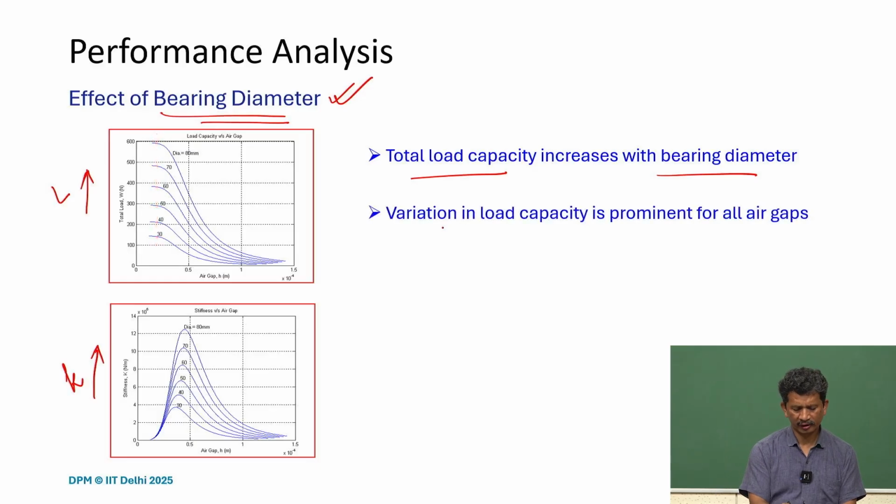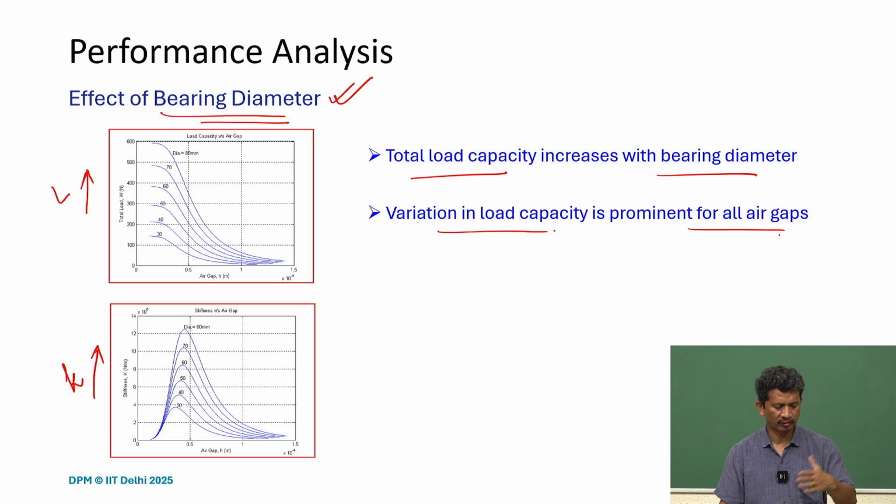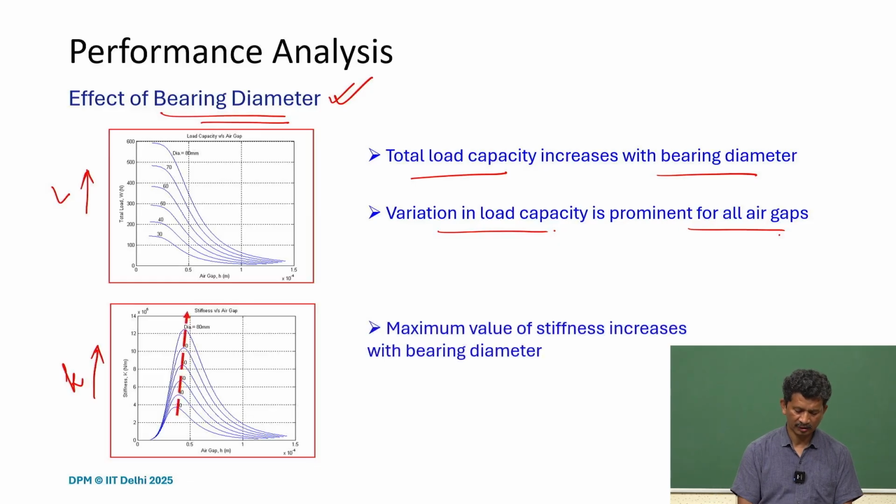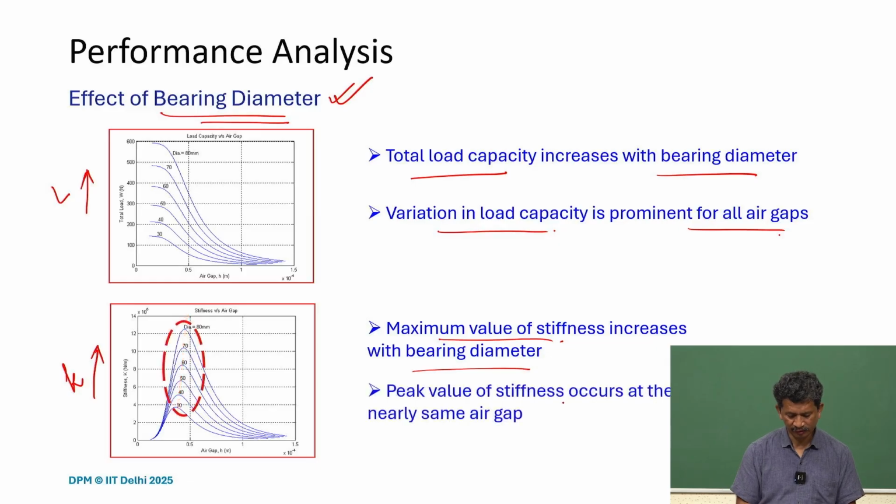So variation in load capacity is prominent in all air gaps. So you can see it's quite distributed. So at every air gap it is changing as we change the bearing diameter. For stiffness, what we see again, the maximum value of stiffness is increasing with the bearing diameter. But the peak value here again is nearly at the same location. So the air gap is very close where the peak stiffness is happening.